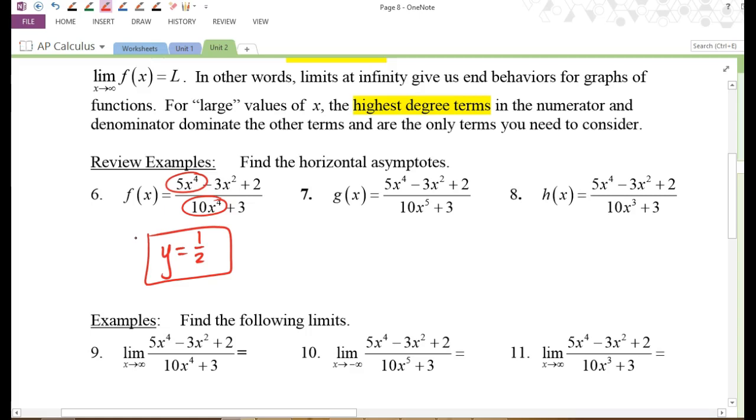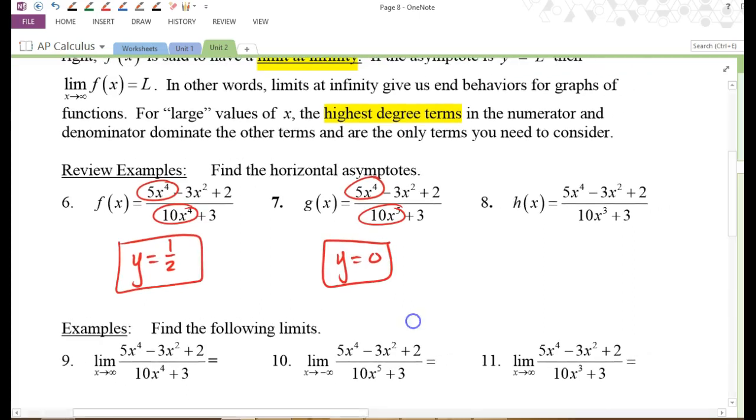Okay, number 7, if I'm looking at our exponents here, I notice that 5 is bigger than 4, and therefore it is bigger on the bottom. So if it is bigger on the bottom, I have a horizontal asymptote at 0.